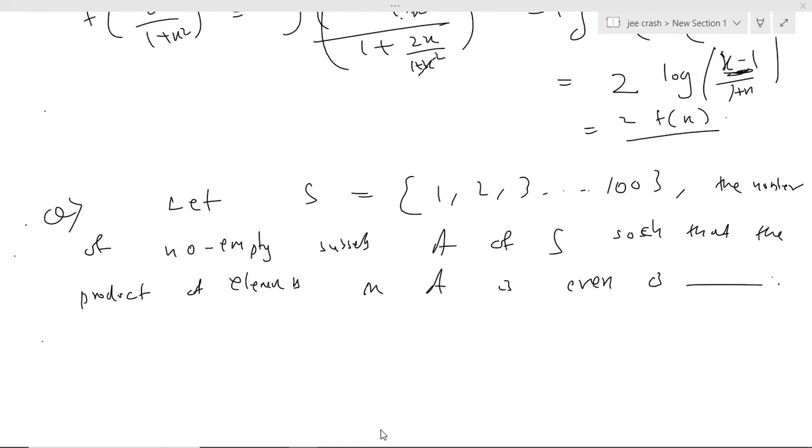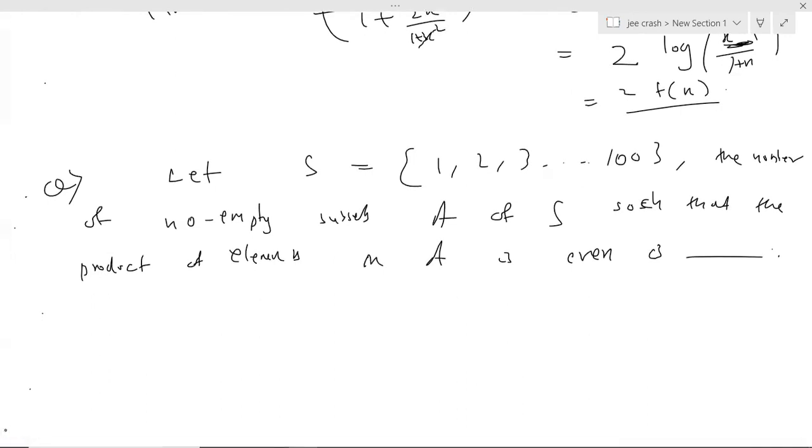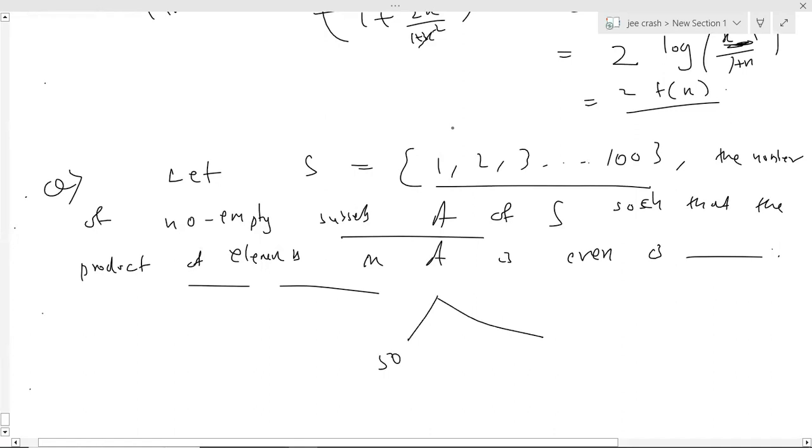Okay. They are asking the question about subsets. So we know the number of subsets is 2 to the power n. But what is the condition here? They're saying the number of non-empty subsets of A such that the product of elements is even. So how many numbers are there from 1 to 100? How many elements are there? 100, right? And how many even and odd elements are there? 50-50.